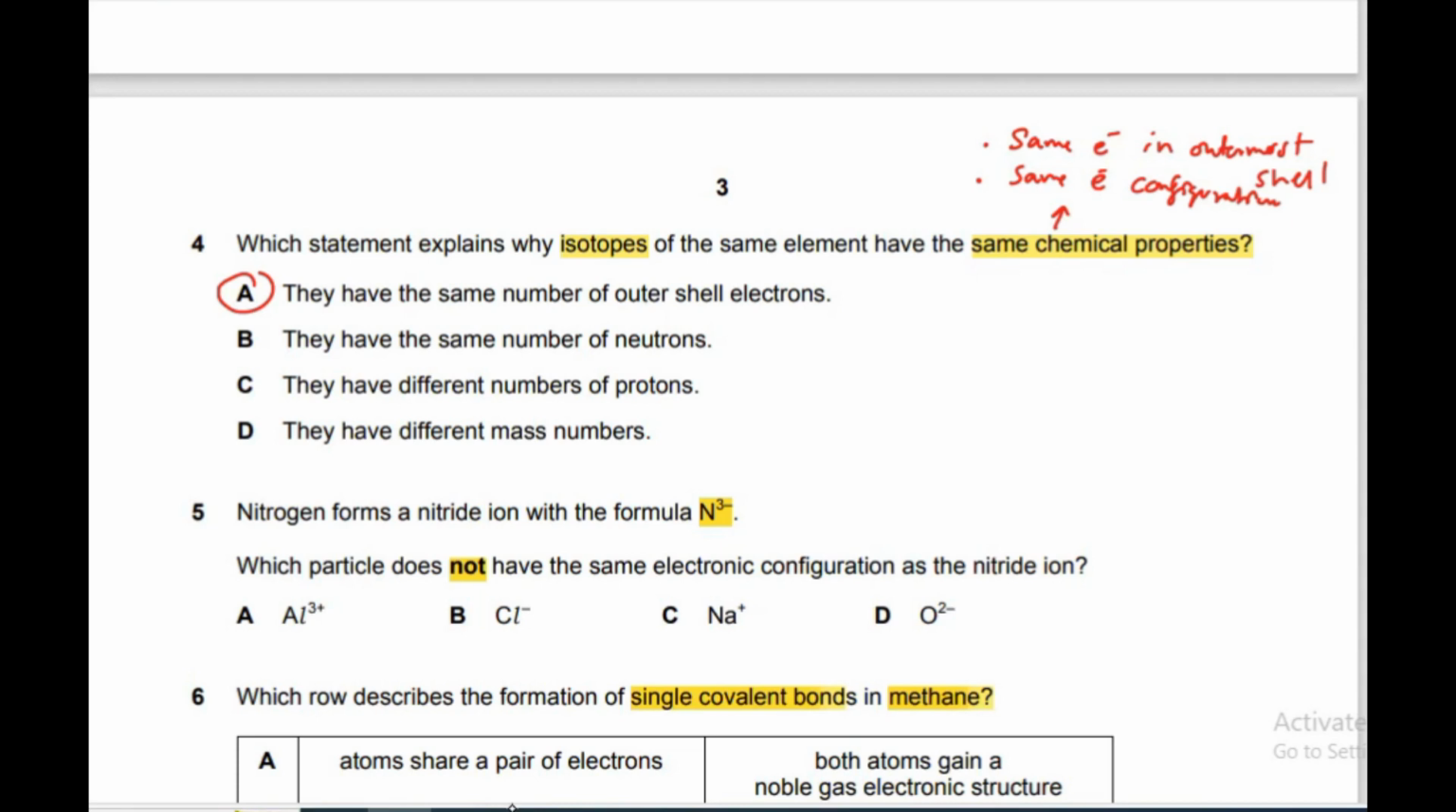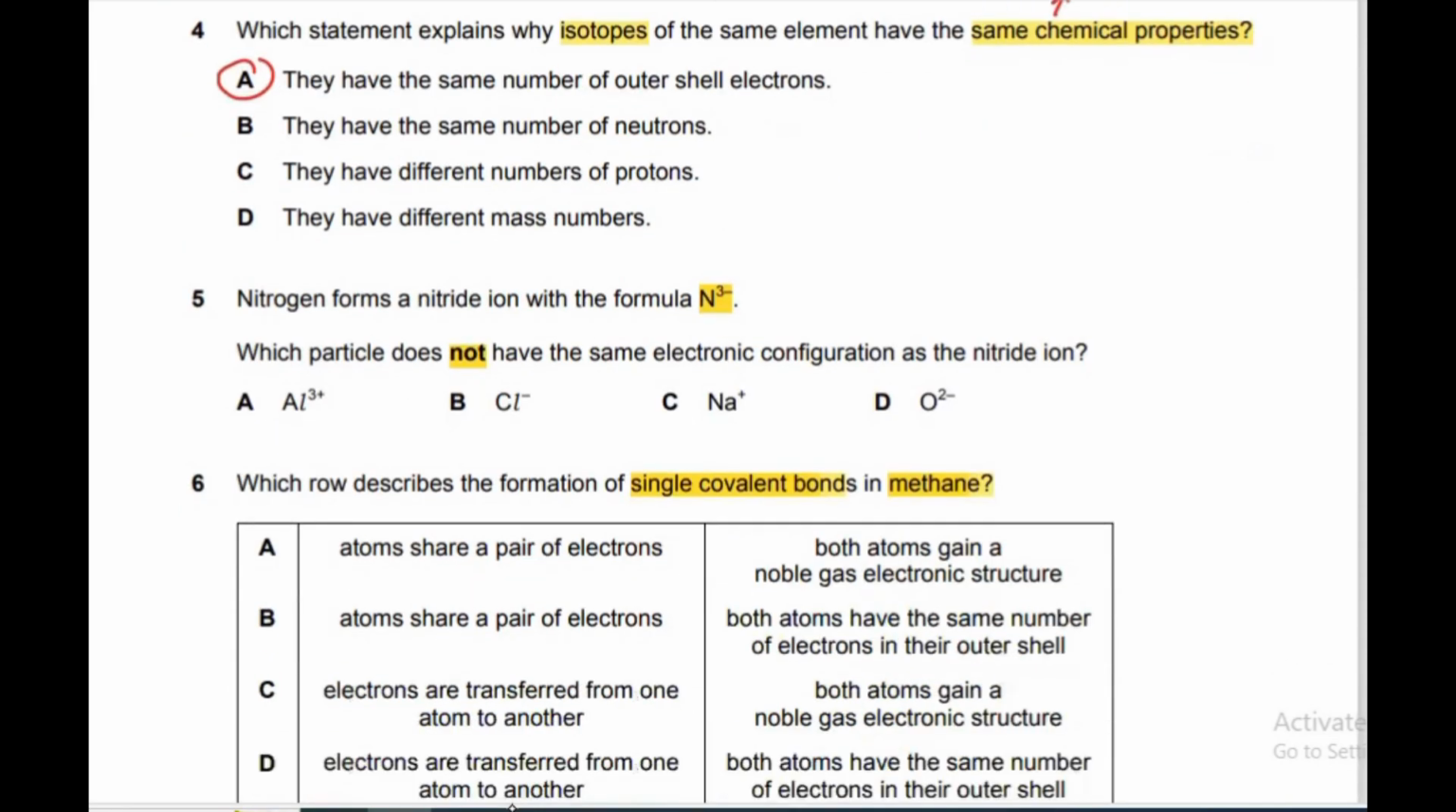Which particle does not have the same electronic configuration as the nitride ion? If you look at the periodic table, Al3+, 13 is the proton number. Al3+ means loss of 3 electrons. So this Al3+ has 10 electrons.